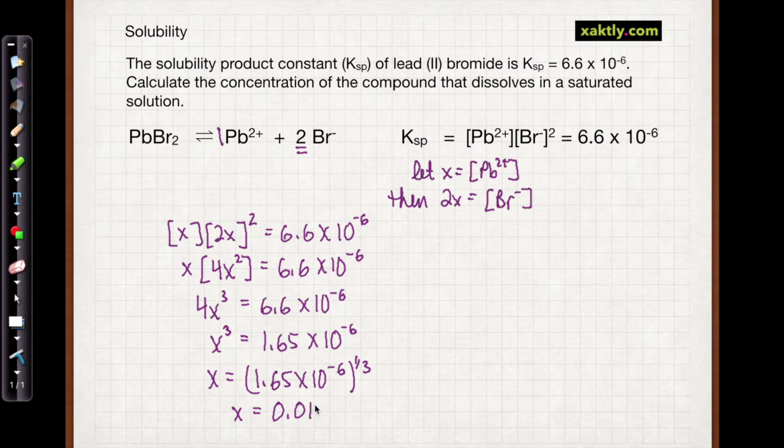So there's your answer. The concentration of lead ions is 0.0118. I think I had 0.012 on the calculator, but I had fewer digits on that particular calculator. So the maximum lead concentration we can have in a saturated solution is 0.0118, and then the bromide concentration will just be twice that.